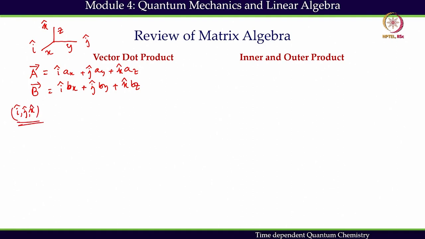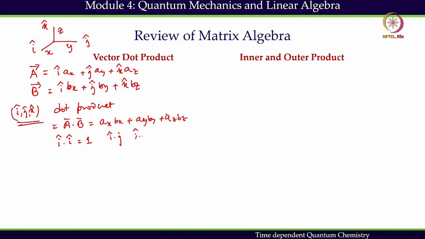And for the algebraic definition of the dot product, we take a dot b, which is given by ax bx plus ay by plus az bz. It is because i dot i exists and is 1, but i dot j or i dot k are all 0, because they are perpendicular, the dot product involves cos theta. So, i dot i is nothing but 1 multiplied by 1 multiplied by cos theta, where theta is 0 degrees, so we get 1.